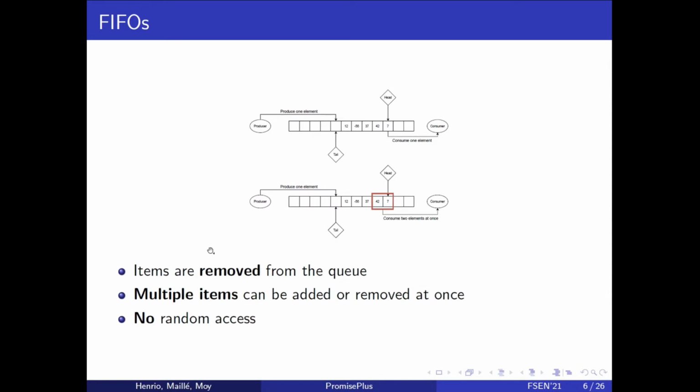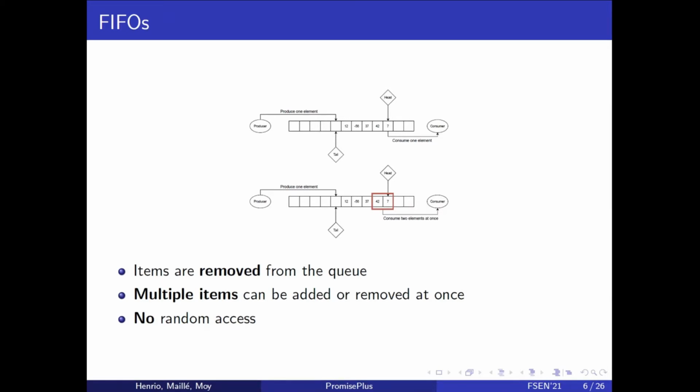So things to note about FIFO: items are removed from the queue. So once they have been removed, they can't be accessed by somebody else unless transferred through another way. We have this idea of granularity with multiple items that can be added and removed at once. And we have no random access. Elements are read in the order in which they have been written. So where does all of that lead us?